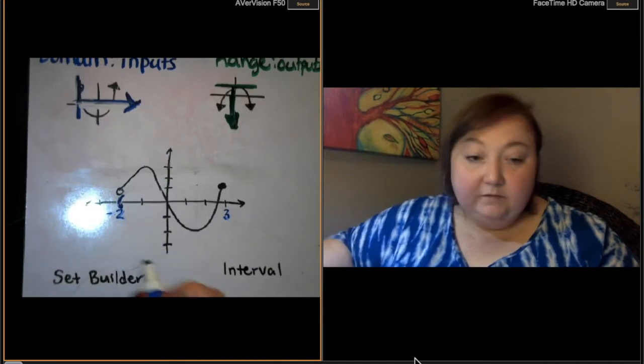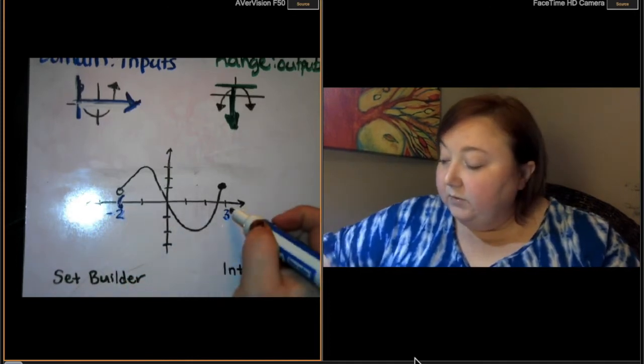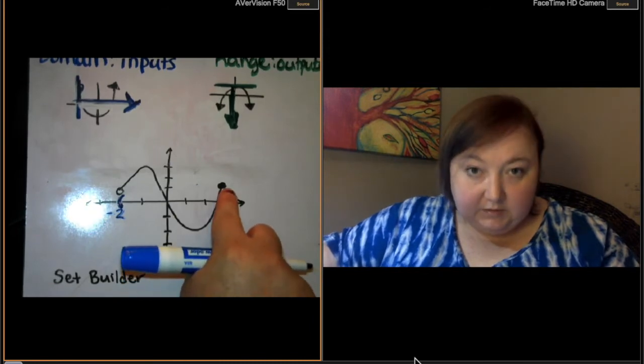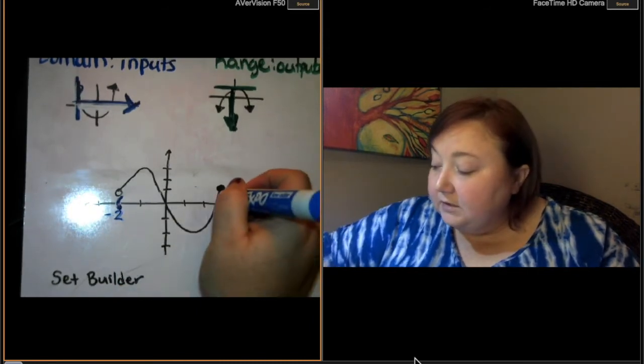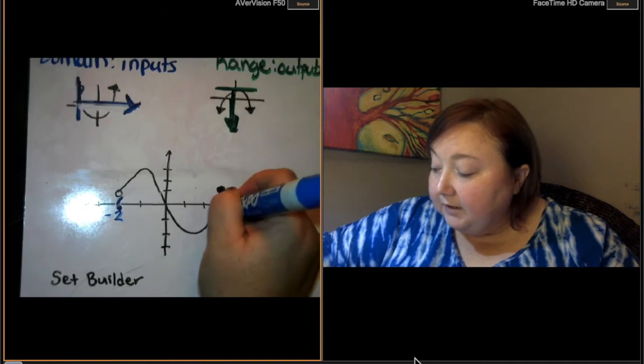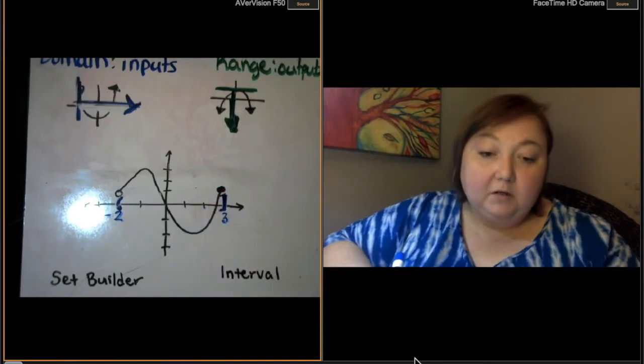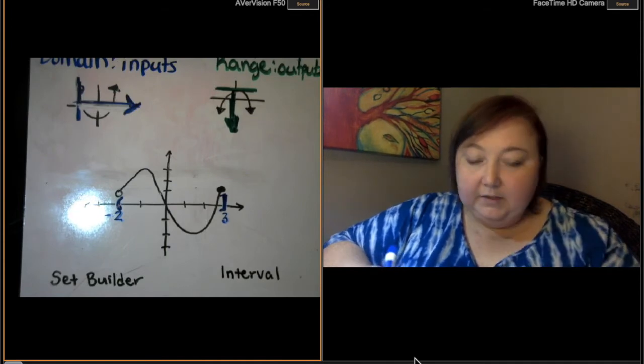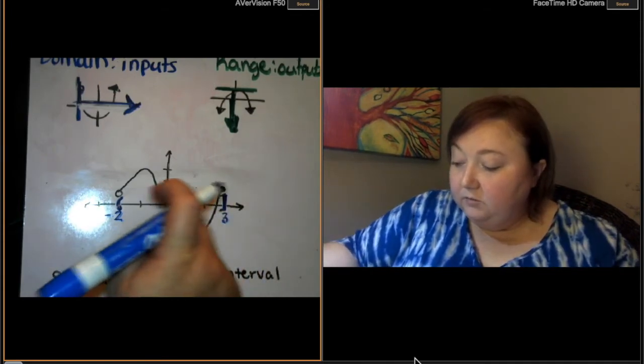So from -2, and then when we look at the input value of 3, there is an actual point there. So that means 3 is included. So I'm going to put a bracket there. So that means 3 is part of the domain, and it includes 3. If you plug in 3, you're going to get out 1.